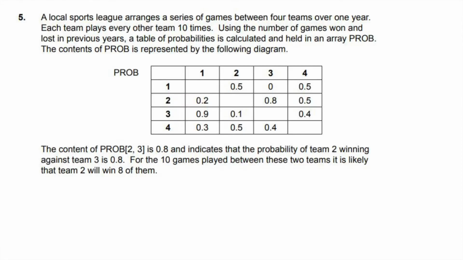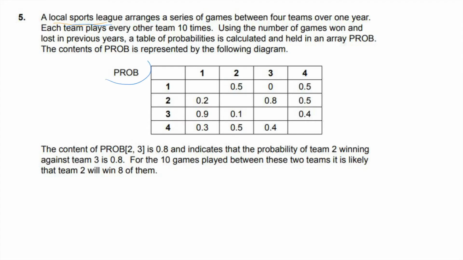Okay, now we're going to look at a particularly confusing question that makes use of a concept called macros. So in this question, a local sports league arranges a series of games between 4 teams over 1 year. Each team plays every other team 10 times. Using the number of games won and lost in previous years, a table of probabilities is calculated and held in an array prob. The contents of prob are represented in the following diagram.